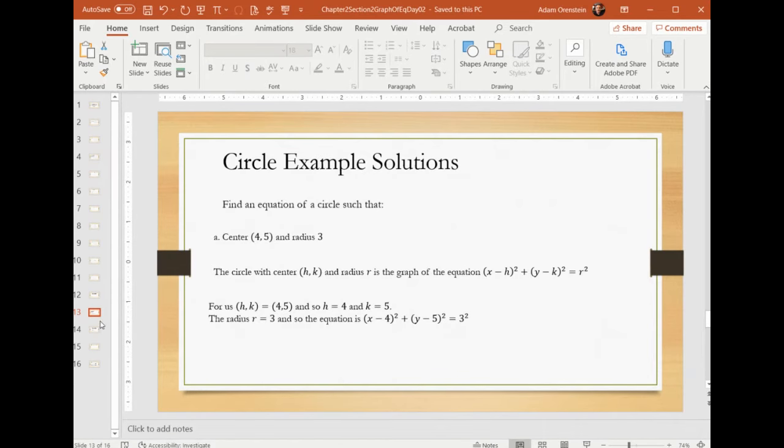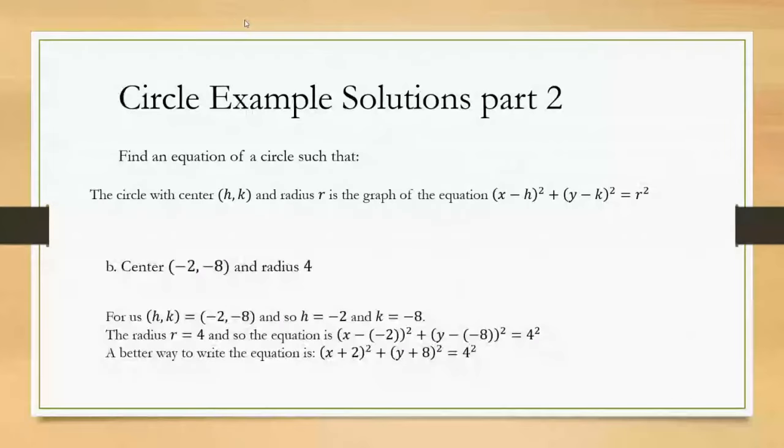All right, so here's the next example. Now we want the equation of a circle. The center there is -2, -8, and the radius is going to be 4. So, -2, -8, the radius is 4.